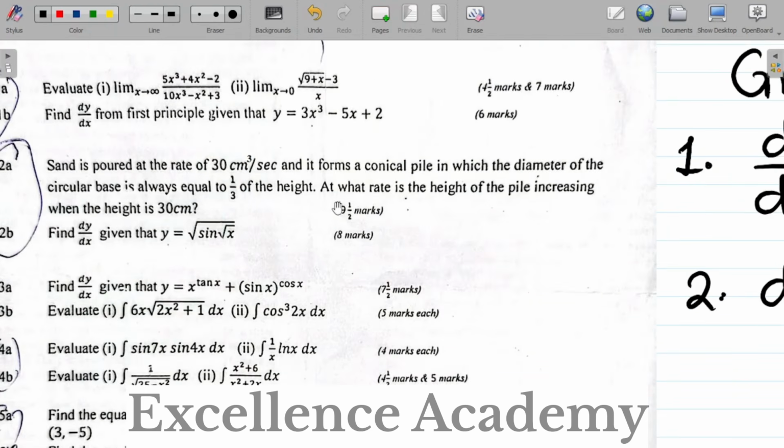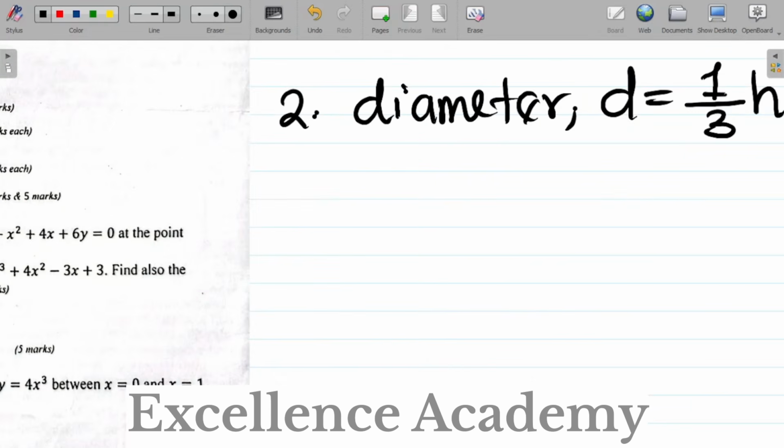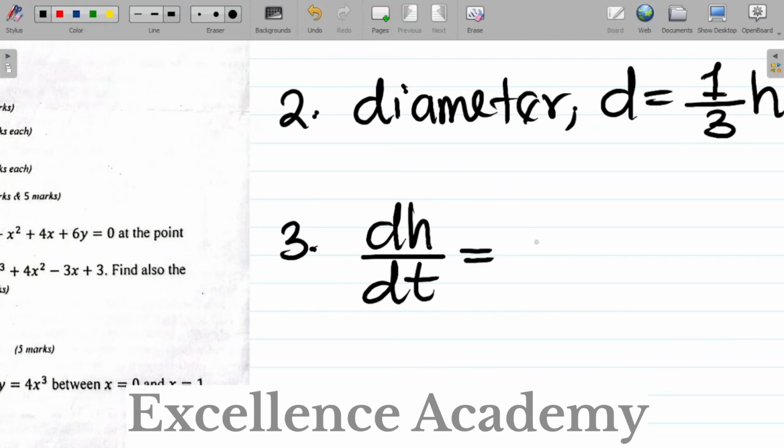Next, they said, at what rate is the height of the pile increasing? Take note that they said increasing. What they said increasing, it means it will be positive. So at what rate is the height increasing? That means at what rate is the height changing with respect to time? So number 3, change in height, dh all over time, the rate of increase, this will be equal to unknown. Note that if they had said at what rate is the height decreasing, this value will give us a negative answer. But in this case, they said increasing, so we expect a positive answer.